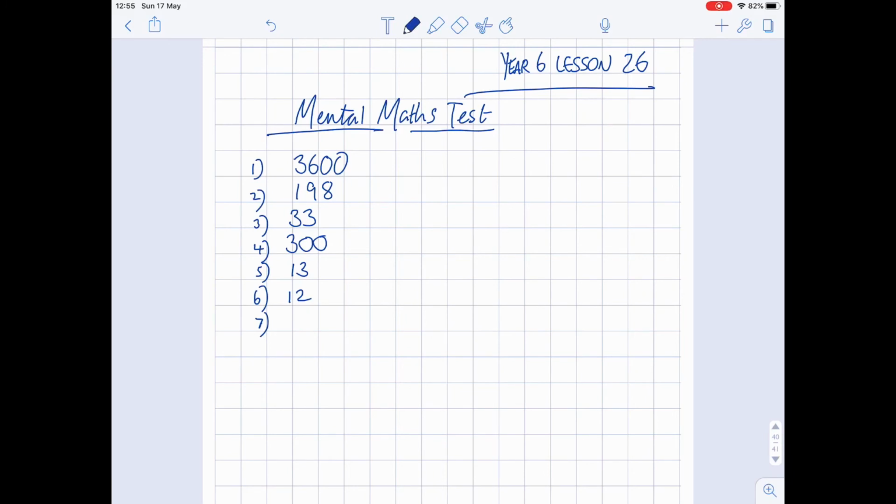Question 7. Write the fraction 12/20ths. So it would have been written like that. And if your fraction line is horizontal, that's fine too.